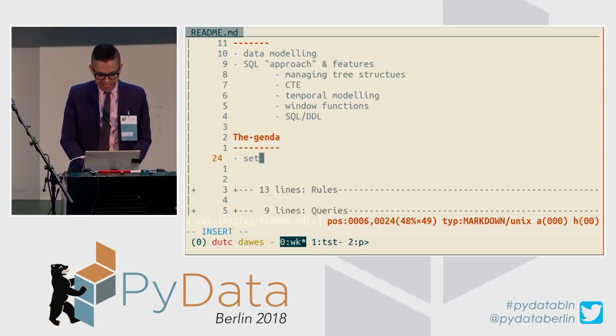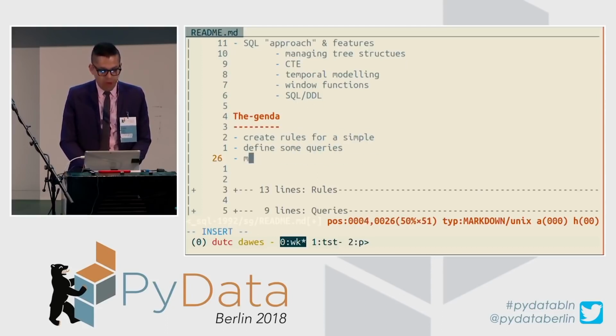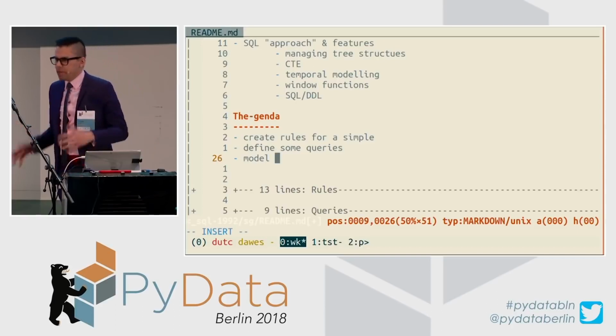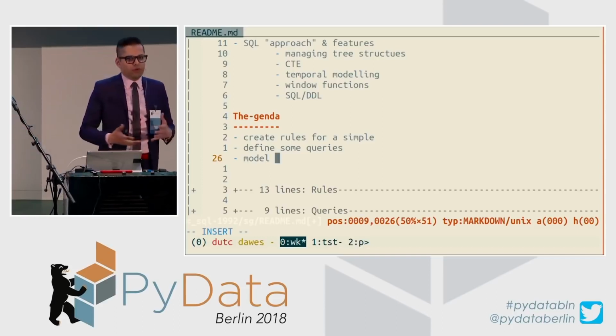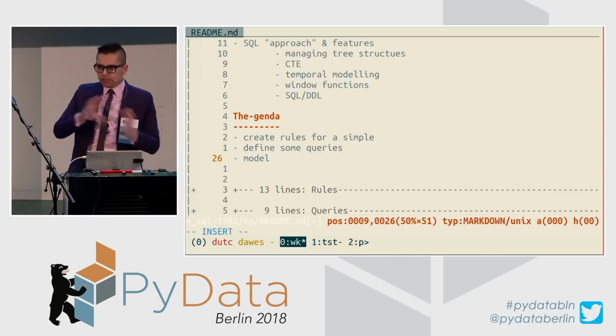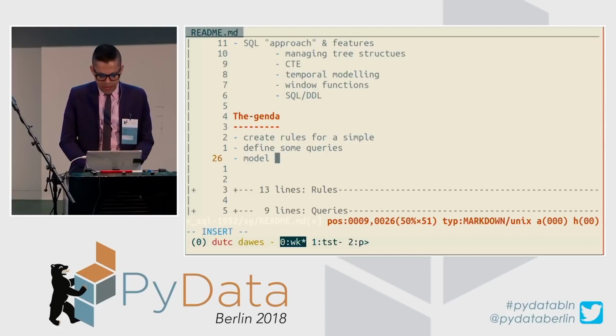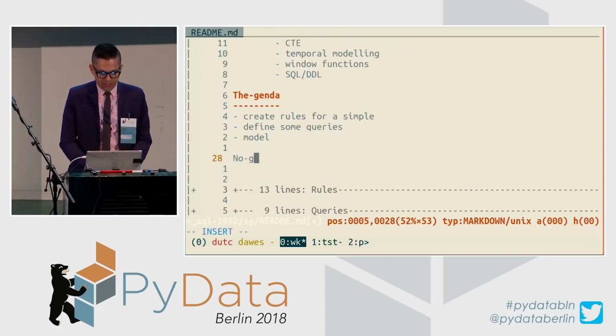What we're going to do is we're going to create some rules for a simple game. We're going to define some queries for that game, and we're going to try and model certain aspects of that game. We'll use a game rather than the typical example of payroll or some business problem. It's a little bit more interesting, and it allows us to do things that are a little bit more complicated without seeming too synthetic.